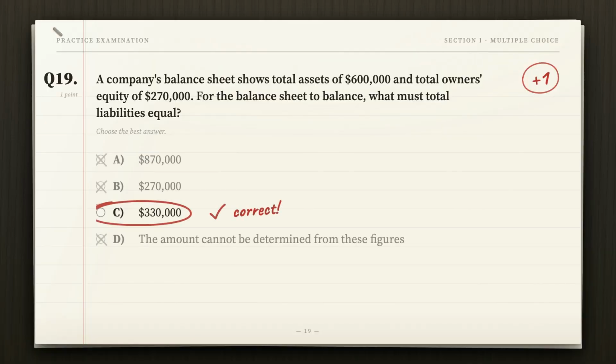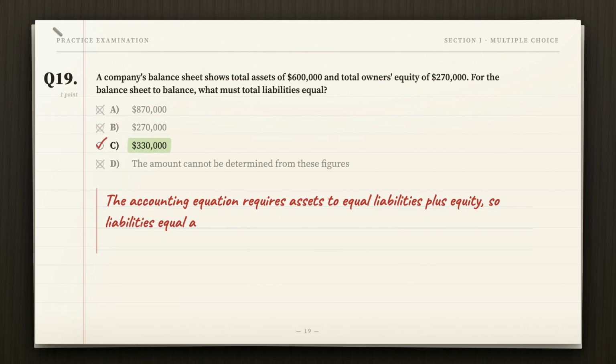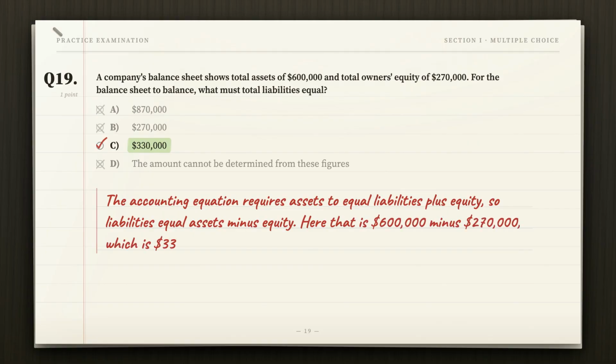The correct answer is C. $330,000. C is correct because the accounting equation requires assets to equal liabilities plus equity. So liabilities equal assets minus equity. Here that is $600,000 minus $270,000, which is $330,000.